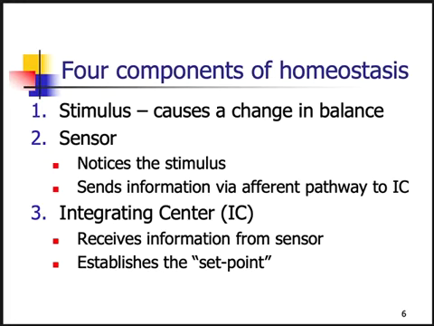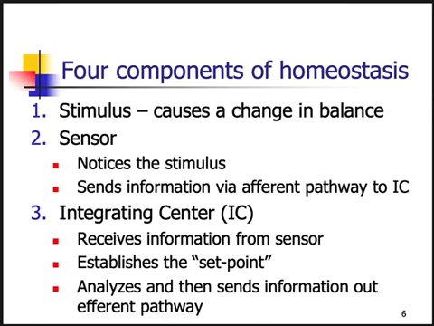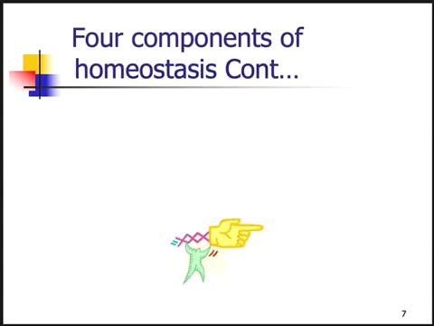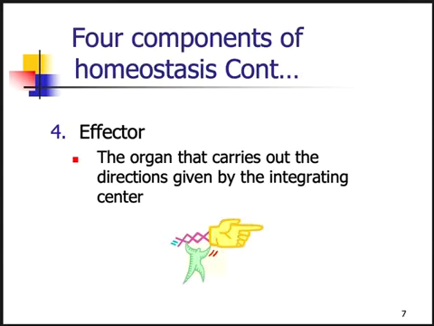Okay, so it compares the information from the sensor to what it's supposed to be, what the set point is. And if you have a difference, you're no longer within your set point, then you will send information out through the efferent pathway to tell the effector to do something about it, and specifically what to do about it. So the effector is the organ that carries out the directions given by the integrating center, and the purpose of this is to restore homeostasis.